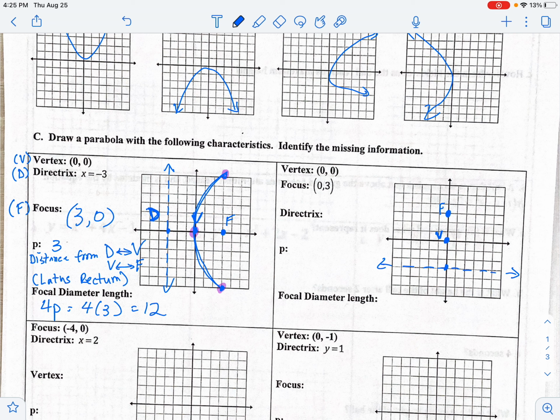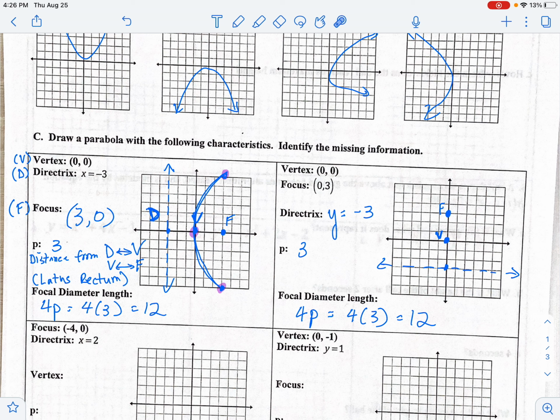Right, that directrix, that is a horizontal line. Horizontal lines are y equals, and this is y equals -3. P-value is the distance between the directrix and vertex, or vertex and focus. Therefore, in our case here, the p-value is again 3. Focal diameter, 4p, which means that is 4 times 3, leaving us with the focal diameter of, again, 12.